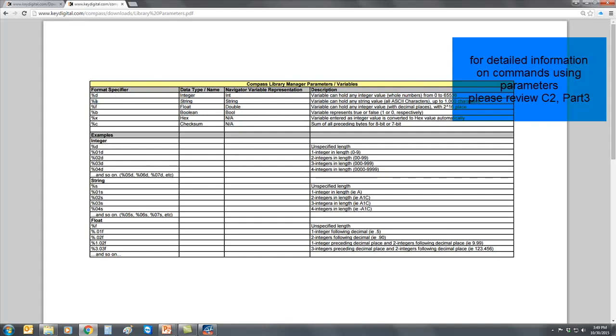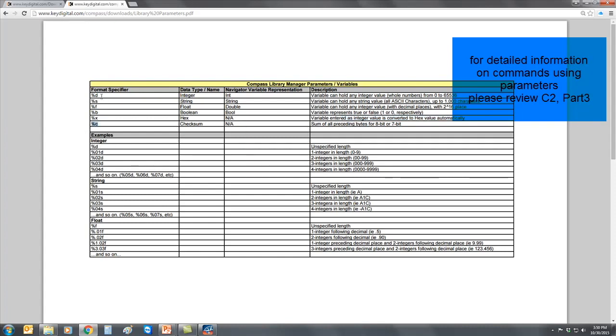%S, percent means we have a fill in the blank. S means string, any string value, all ASCII characters, that's letters and numbers, symbols, etc. %F, floating, is numbers with decimal places. How many decimal places? 2 to the 16th power. Boolean, %B, 1 or 0 for true or false respectively. %X for hex, and in fact we do the automatic conversions from integer to hex for you. And then %C to fill in a checksum.